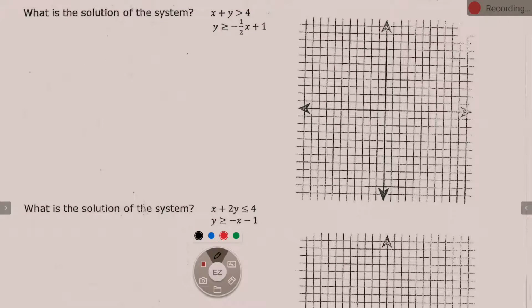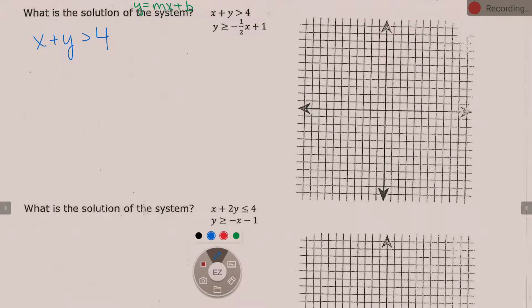Okay. Now, let's try the second one. We'll skip the third one, go to the back here in a moment. x plus y greater than 4, y greater than or equal to negative 1/2 x plus 1. We're definitely doing some review at this point, aren't we? What is step 1 to try and graph this? Get the y by itself. Okay, because we're going for what form? y equals mx plus b is my suggestion.